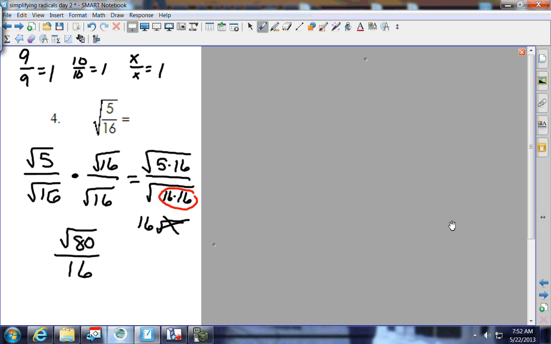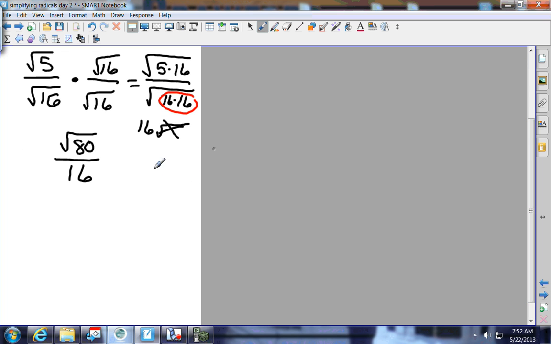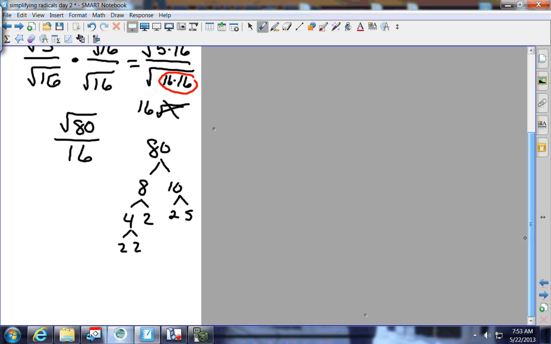Now, from here, I still have to simplify the 80. 80 splits up as 8 and 10. 10 splits up as 2 and 5. 4 and 2. 2 and 2. Okay. Now, so to bring this down here, let's see. I need more page.